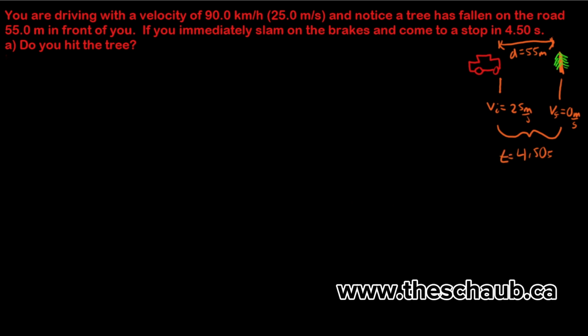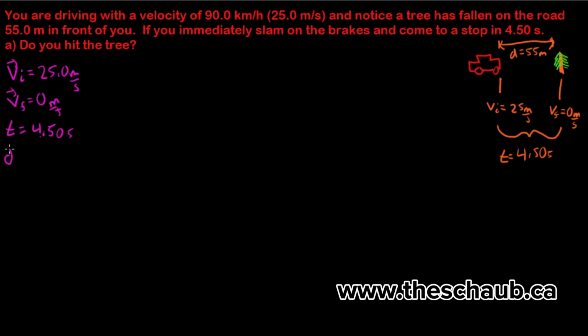Now we can carefully write our variables down the left-hand side. So you are driving with a velocity of 25 meters per second. That's our VI. Just like in our diagram, VI is equal to 25 meters per second. We come to a stop, so our VF is equal to 0 meters per second. And we stop in a time of 4.50 seconds. So T is equal to 4.50 seconds.